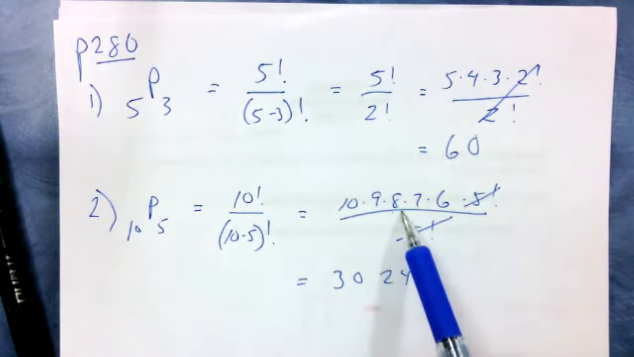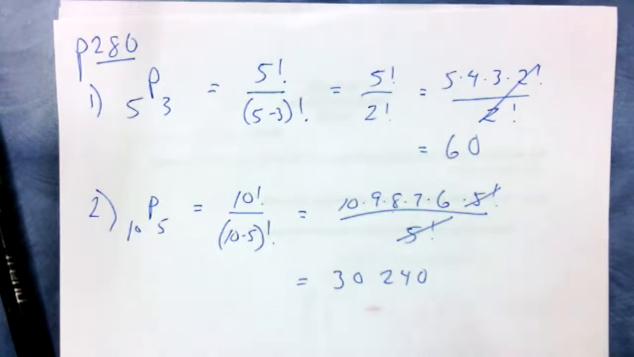495,004. 6 times 5,000, 30,000, 30,024. That was close. Has everybody got that?